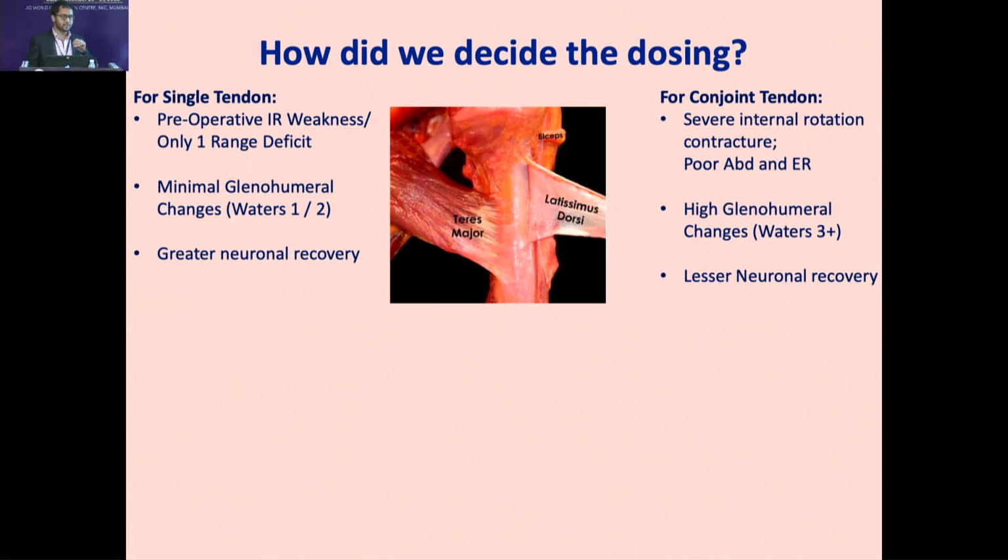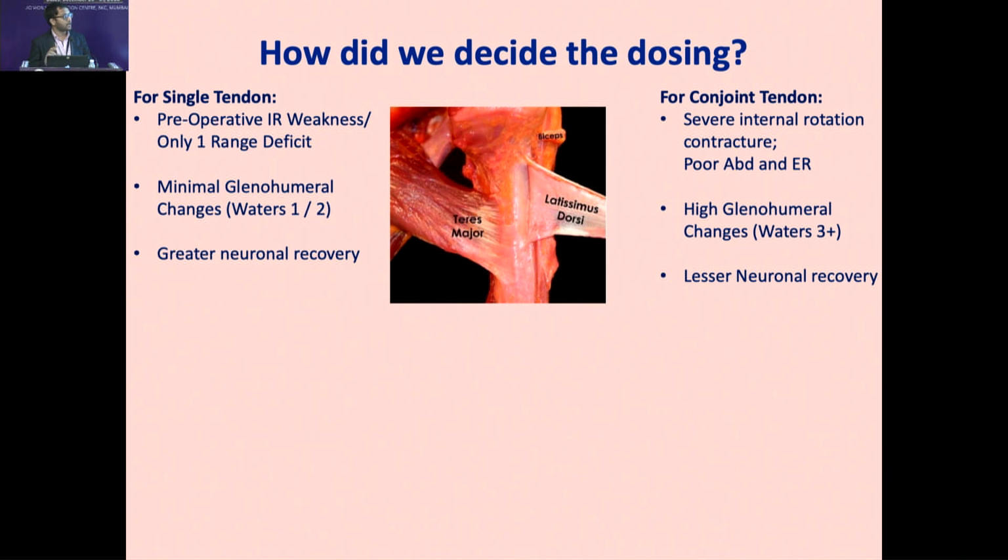For the dosing of surgery for the posterior part, which is the tendon transfers, we decided to do a single tendon transfer, the latissimus dorsi transfer, when clinically there was a pre-operative internal rotation weakness or a single range deficit, when there were minimal changes in the glenohumeral joint and there was greater neuronal recovery.